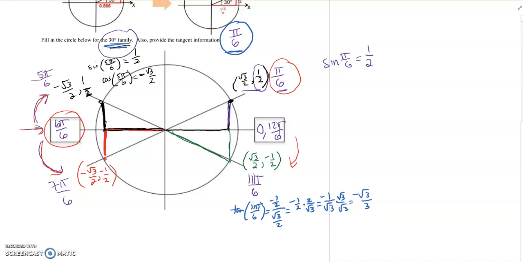Now the tangent, we're going to do the tangent of 11 pi over 6. Now remember, tangent is y over x. So in the fourth quadrant, the y value is negative 1/2, and the x value is root 3 over 2. So if you do negative 1/2 over root 3 over 2, then you do the division. Remember how you keep your original fraction, you flip your second one. When you simplify it, you get negative 1 over root 3. Once you rationalize, you get negative root 3 over 3, which means that the tangent of 11 pi over 6 is negative root 3 over 3.